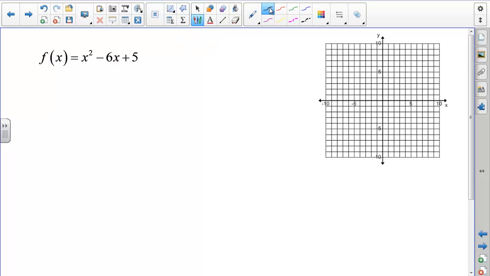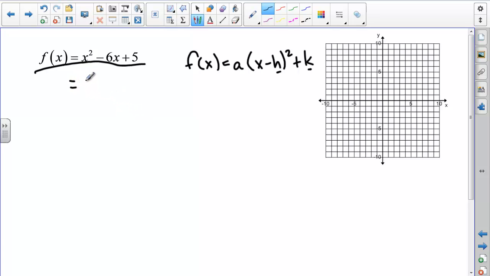This is one of the review problems that I wanted to go over real quickly before the exam. And this is the original function, f of x equals x squared minus 6x plus 5. And we're going to have to put it in standard form, which is f of x equals a(x minus h) squared plus k, which tells us that the vertex is (h, k). And so it allows us to identify that minimum or maximum point a little bit easier.